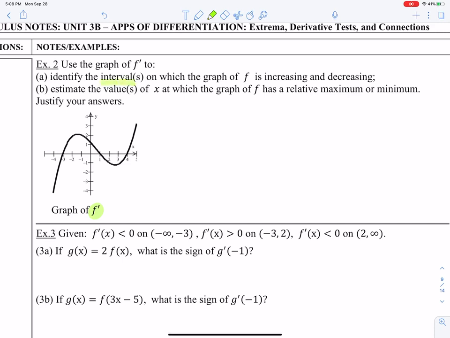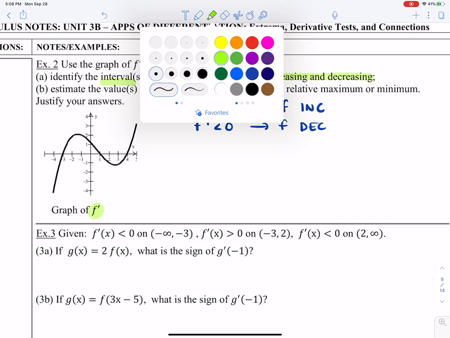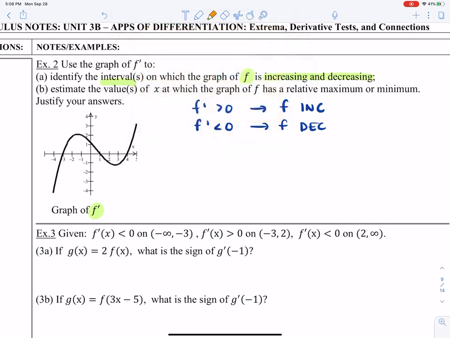So what I'd like to finish with in this video is doing some application-based questions. So we're going to use this graph of f prime. And anytime you get a graph, you always want to look at your graph and decide, what is this the graph of? Be careful. What is this the graph of? So this is the graph of f prime.